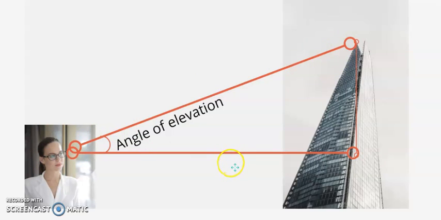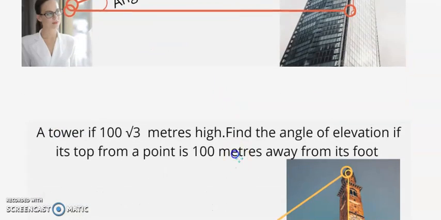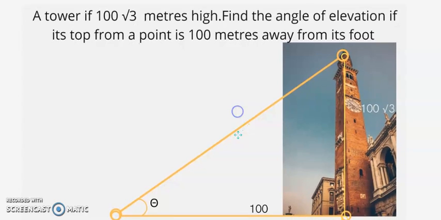So let's look into a few questions based on angle of elevation. How are we going to use it? We'll give an explanation for each type of question that we look into. Can you see the first question? They're saying that a tower is 100 root 3 meters high. So the height of the tower is 100 root 3 meters. We need to find the angle of elevation.